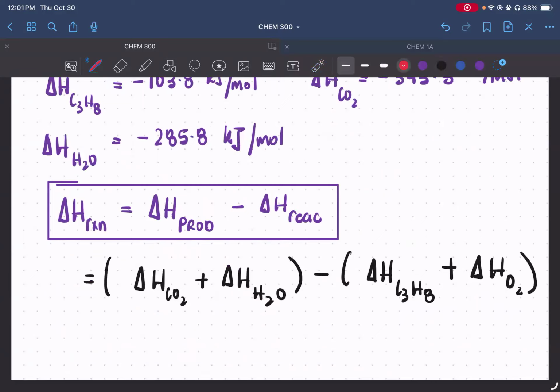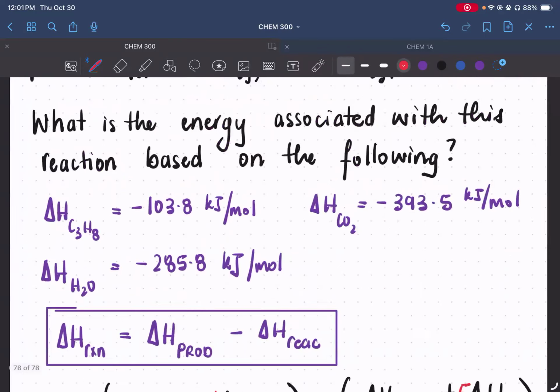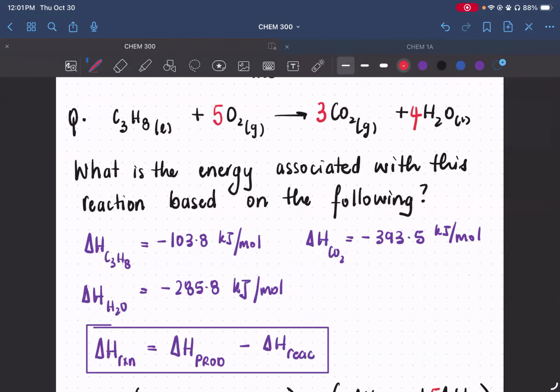For the CO2, we'll put a 3 in front of it. For the H2O, we'll put a 4 in front of it. In front of the O2, we'll put a 5 in front of it. Where do these numbers come from? They come from the balanced equation, the stoichiometry.